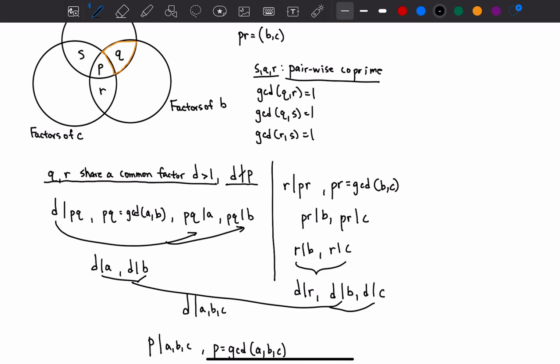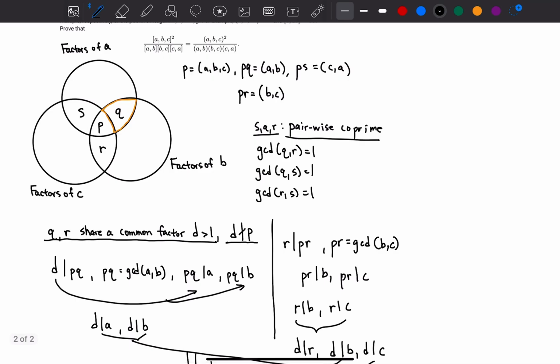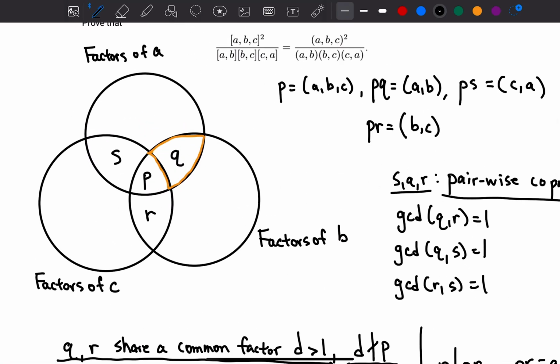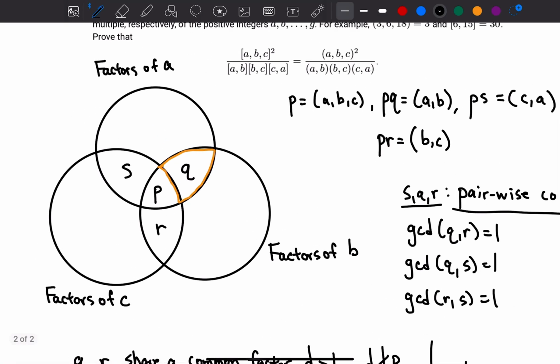Our next step is to write A, B, and C in terms of S, Q, and R. Okay, so let's go back to our Venn diagram. We see that A equals something times S, P, and Q. We can say this something over here is A prime. Okay, why does this make sense?